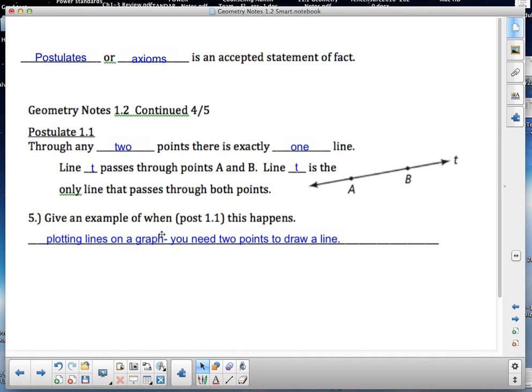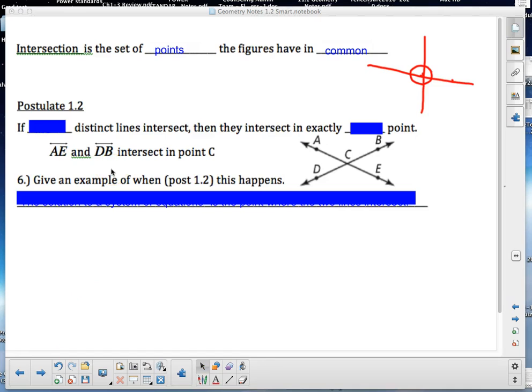Plotting lines on a graph. You need 2 points to draw a line. We always find a third just to make sure that we didn't make a mistake on the first 2. Okay, now we've got intersection. Intersection is the set of points the figures have in common. So I have an intersection of these 2 lines, and that's just this point.